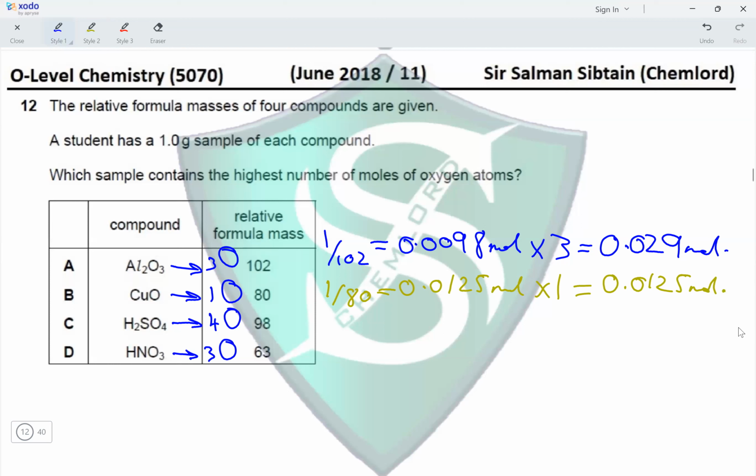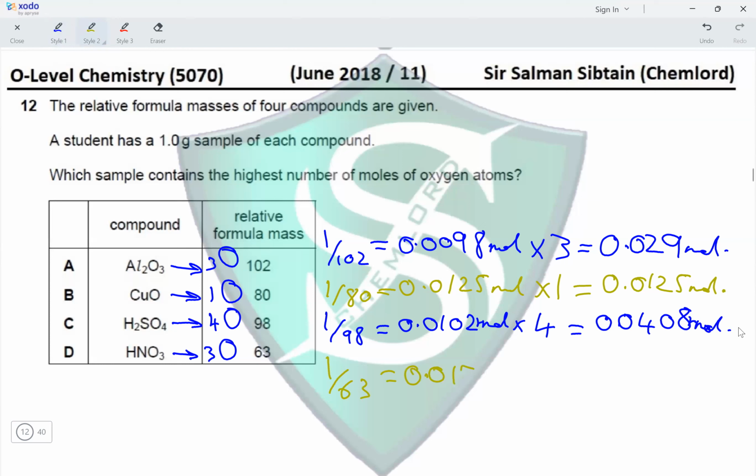Next, we have 1 gram. We divide it by 98, giving us a mole value of 0.0102 moles, which we will multiply by 4, since 4 moles of oxygen atoms are present, giving us 0.0408 moles of oxygen atoms. And lastly, we would divide 1 by 63, giving us a value of 0.0159 moles, which when multiplied by 3 will give us a value of 0.0476 moles of oxygen atoms.